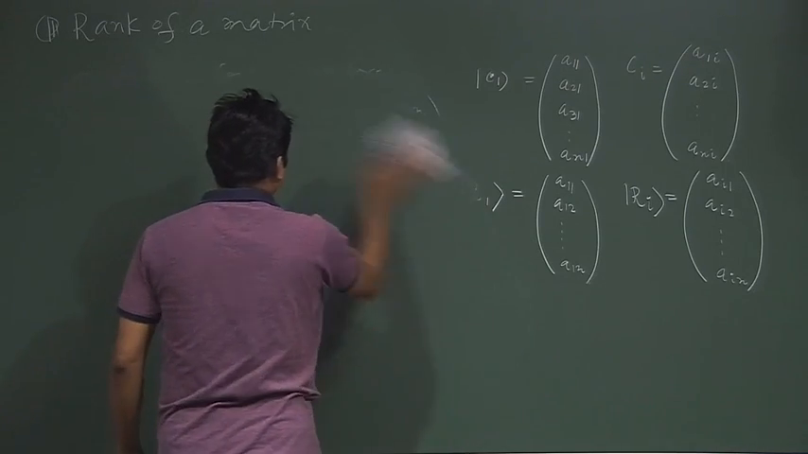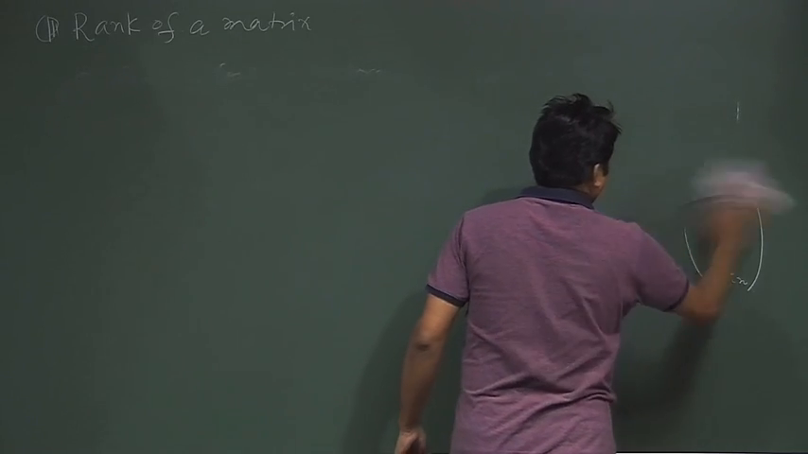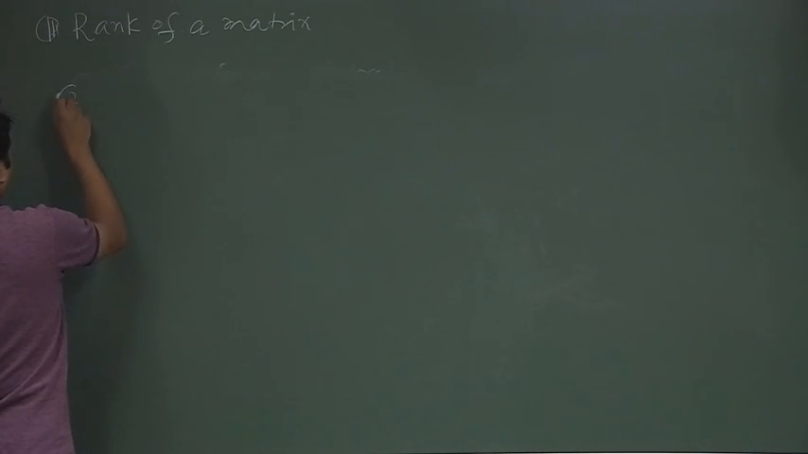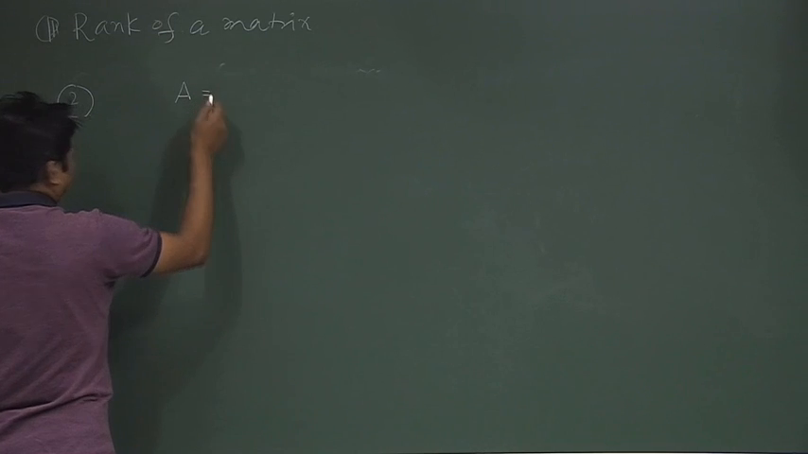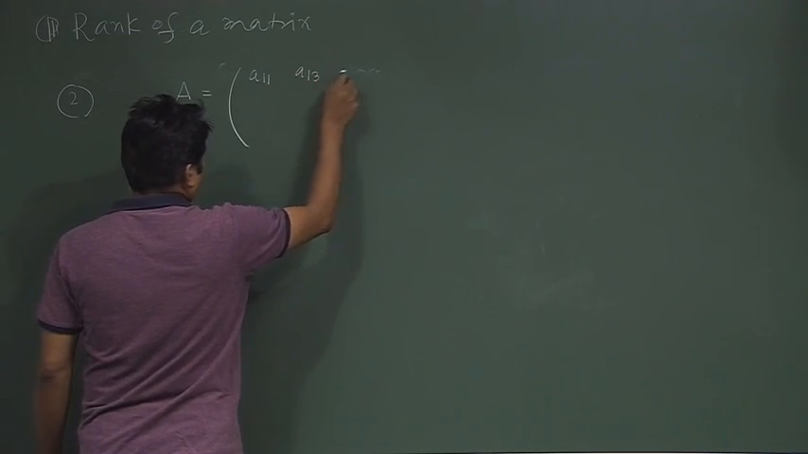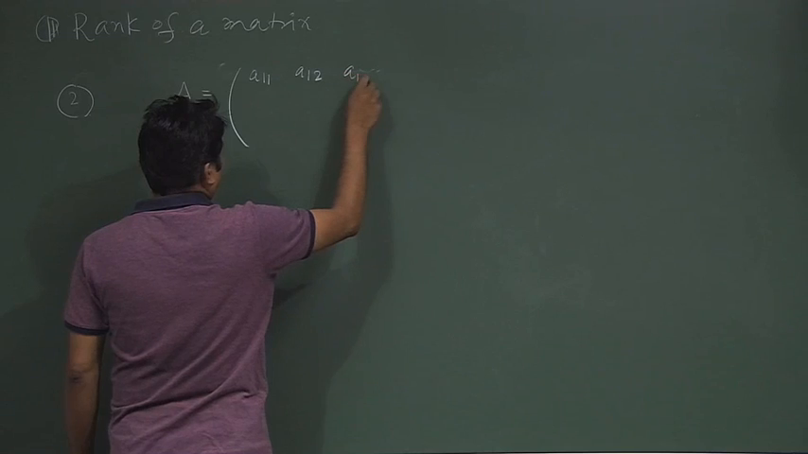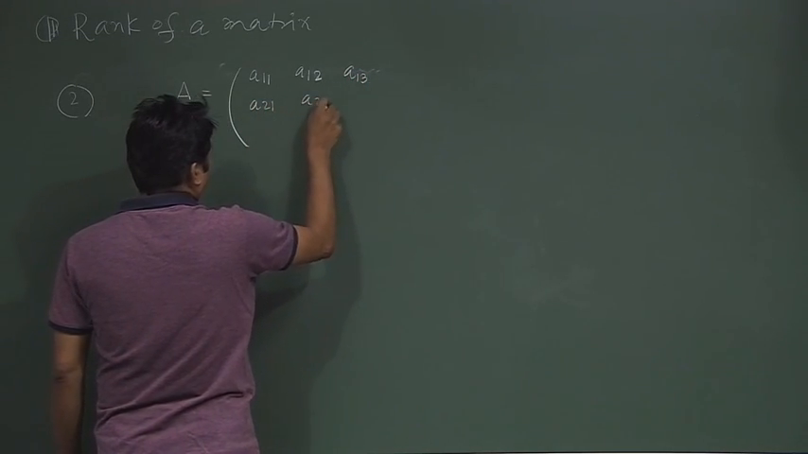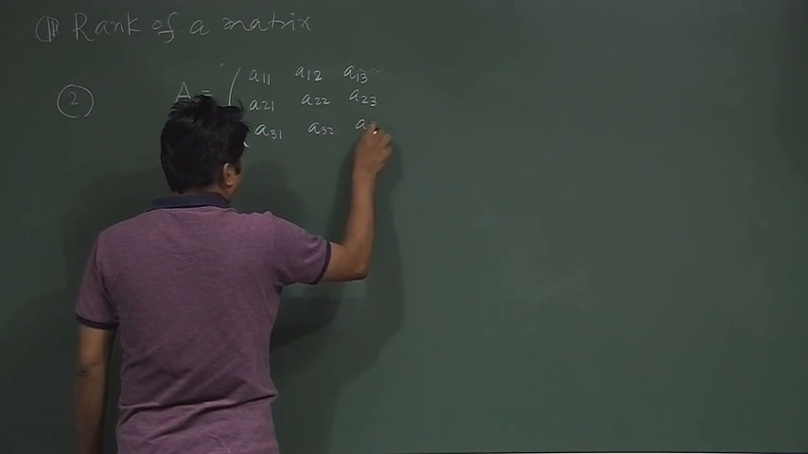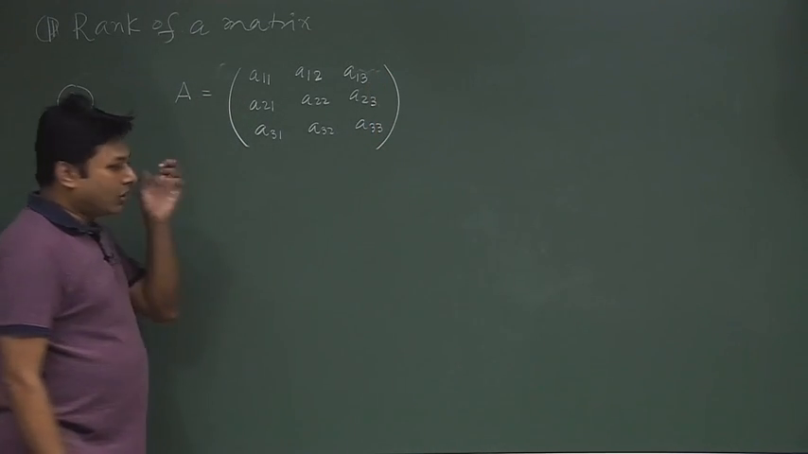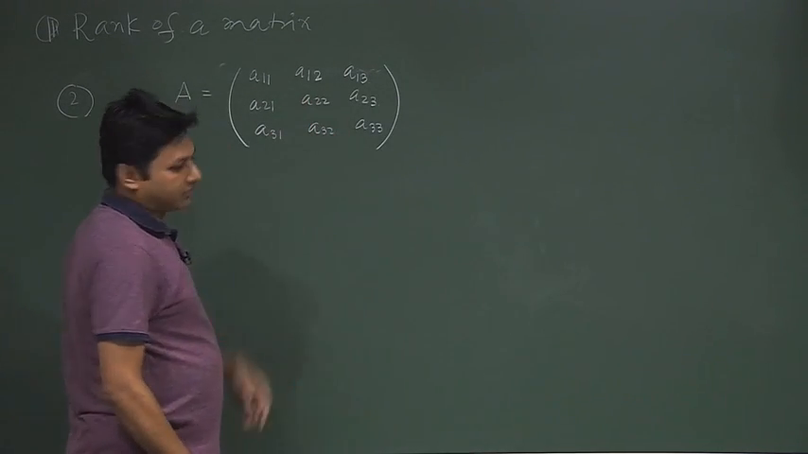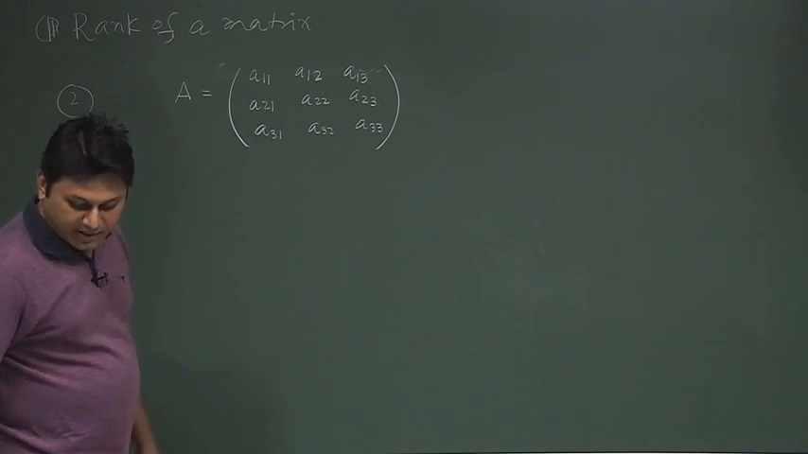Okay. After that, I will define another thing. Again, a matrix is defined, say a 3 by 3 matrix is defined like this: A11, A12, A13, A21, A22, A23, A31, A32, A33. So now we are going to define something called the submatrices. For example, this matrix contains a few square submatrices.